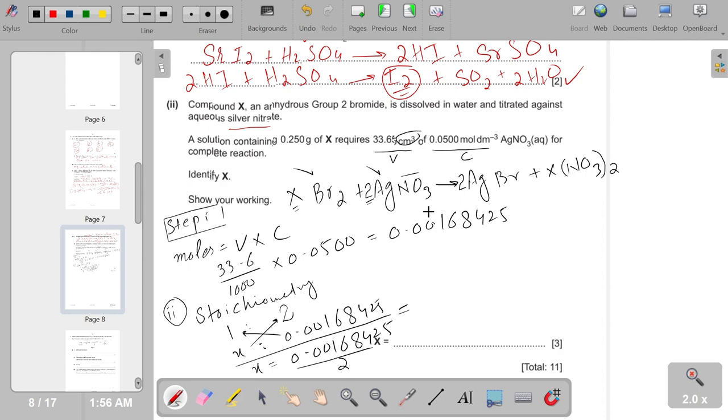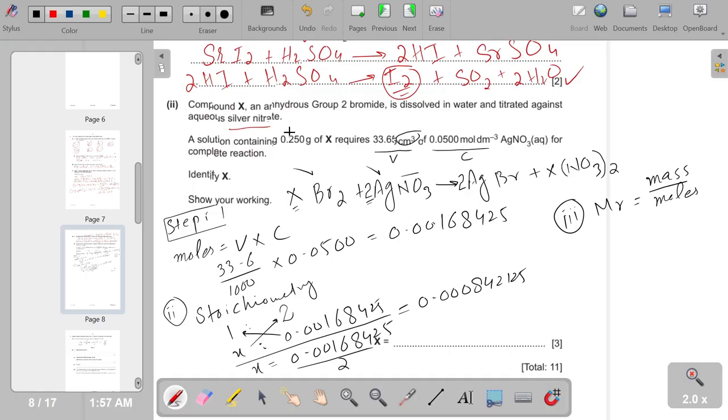So now you will get the moles of this. Let me write it here: 0.000842125. So now we got the moles of this. Is it clear? So now step number 3, we need to find Mr. What is the formula for Mr? Mr is equal to mass over moles.